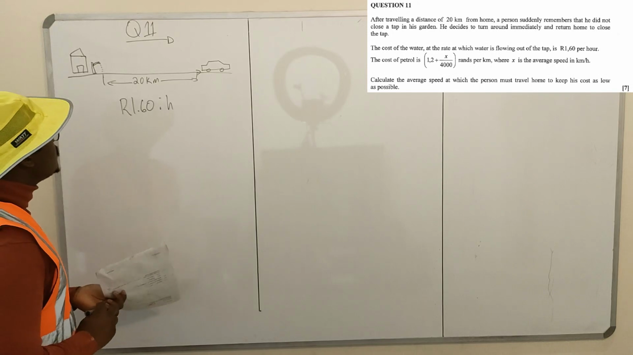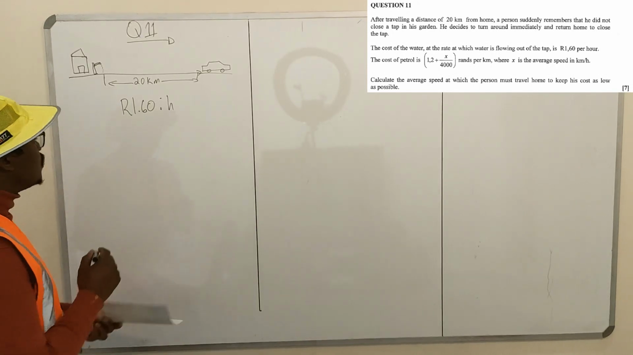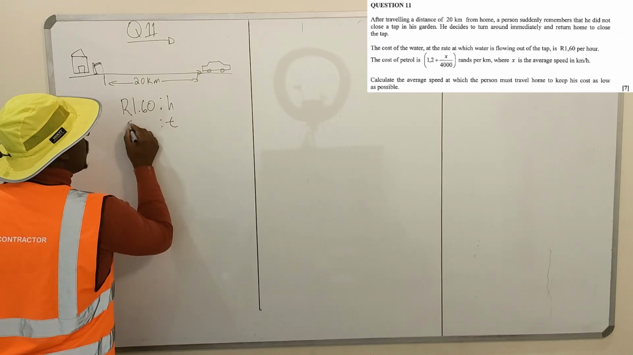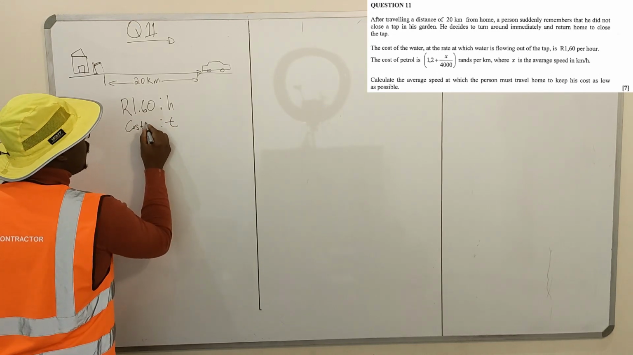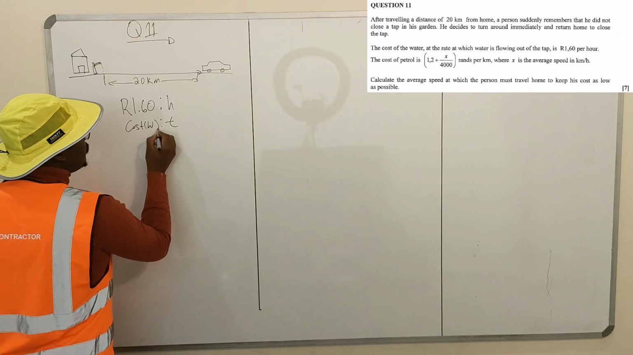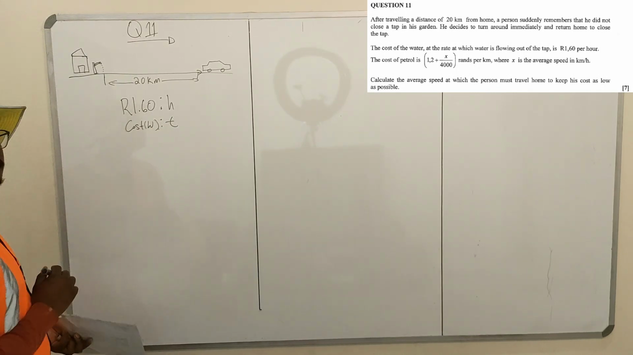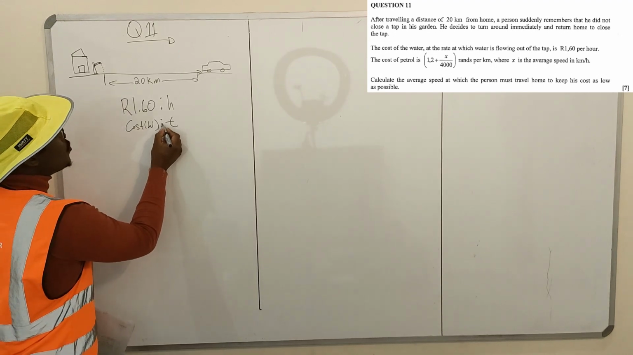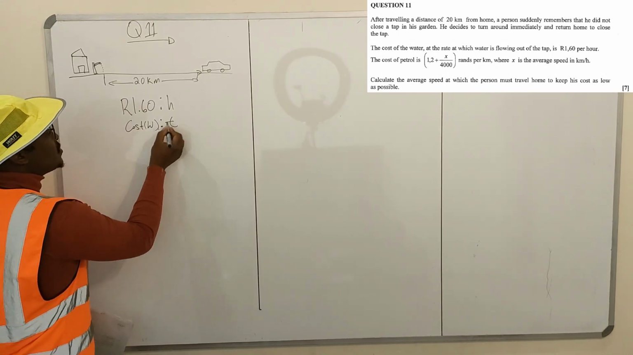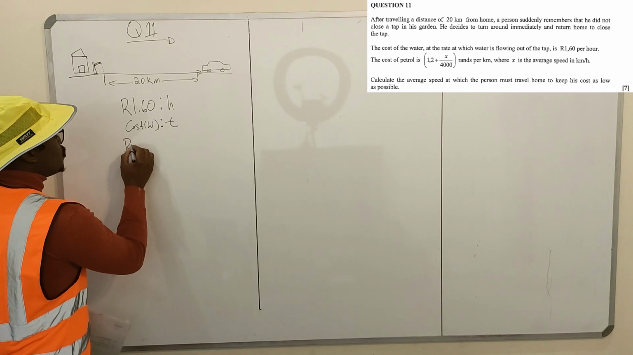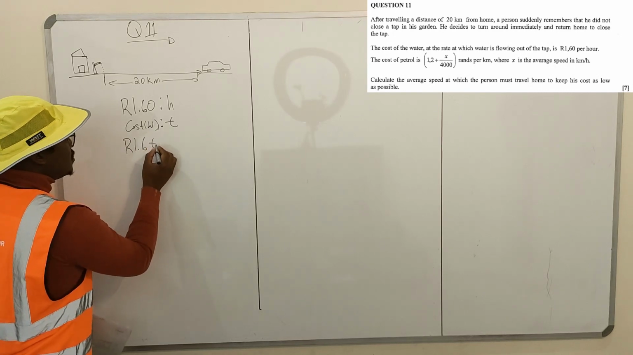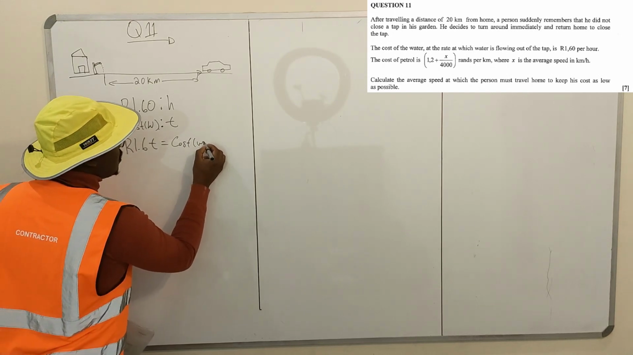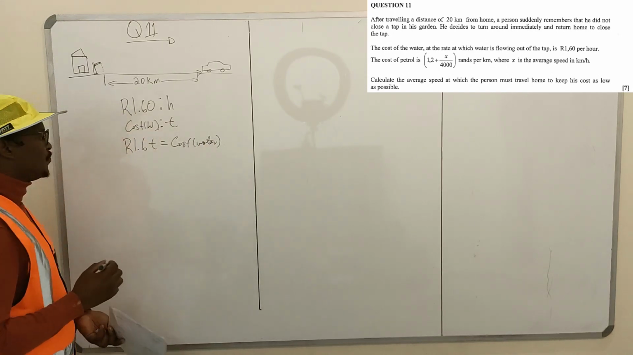So now what we can say is, after T hours, what will be the cost of water? Which is, after a certain number of hours, what will be the cost of water? How can you get this? Say this times that: R1.60 times T is equal to the cost of water. This is the cost of water.